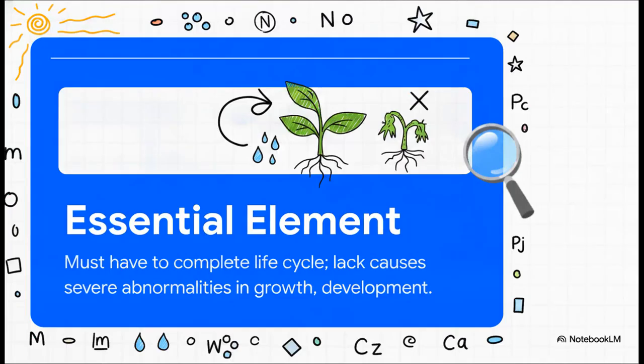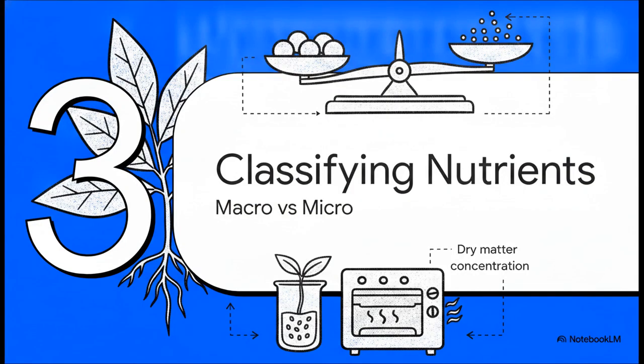So, what exactly makes an element essential? Well, the crucial point here is that a plant absolutely must have these specific elements to complete its life cycle. It is a fundamental biological non-negotiable. If you take away an essential element, the plant is going to show severe abnormalities in its growth, development, or reproduction. But if it has access to just these elements, along with some water and sunlight, a plant can actually synthesize every single compound it needs for normal growth. Which brings us to Section 3, Classifying Plant Nutrients.